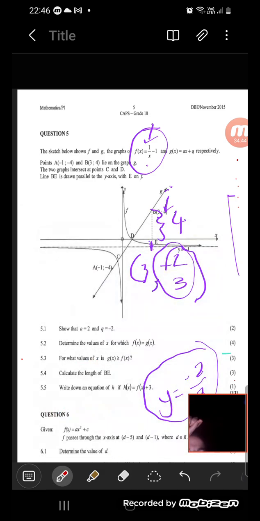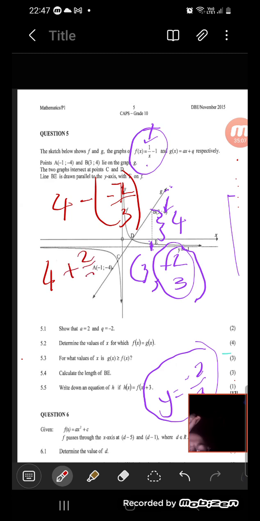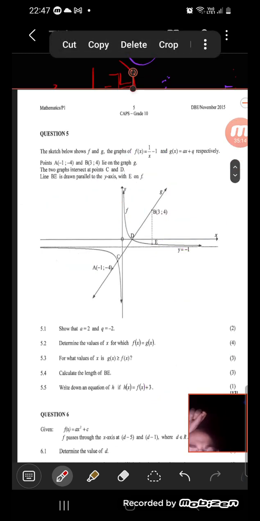So my next point is minus 2/3. Now, if you've got the equation, you can say y1 minus y2, and those two minuses will make that a plus, and say 4 plus 2/3. You can also look at it and just say, this is 4 units.